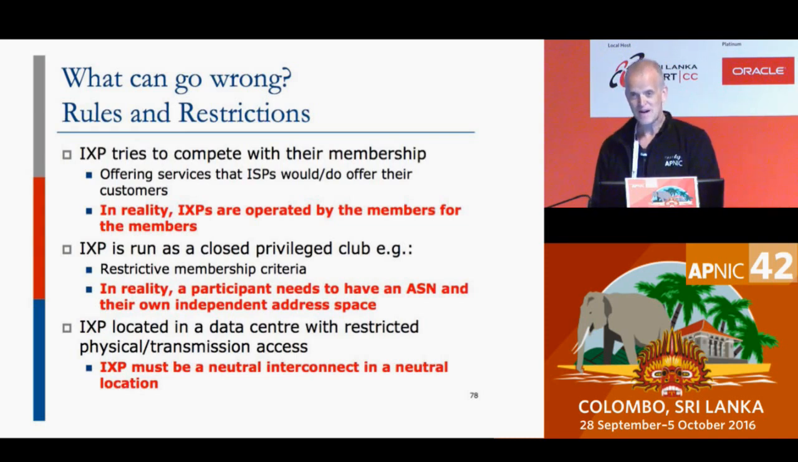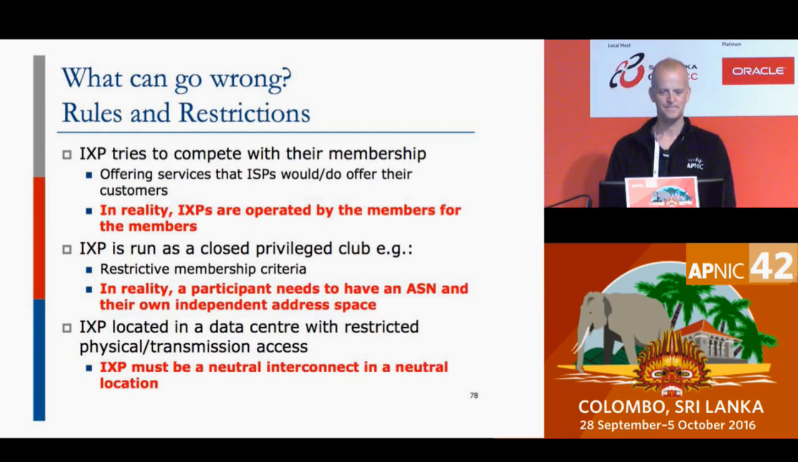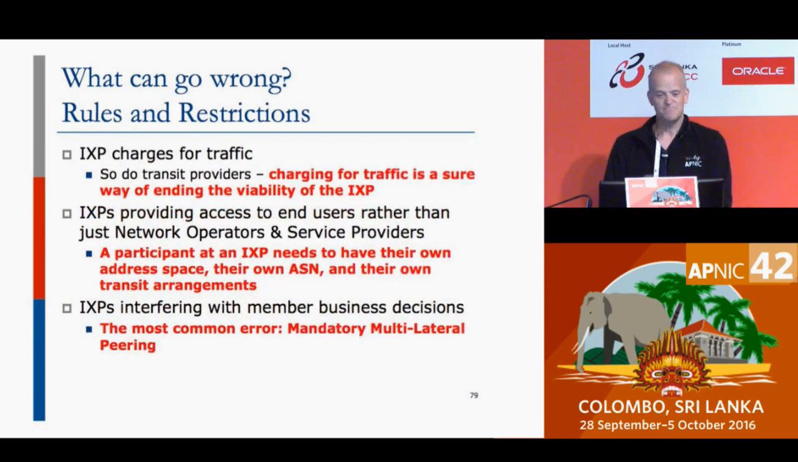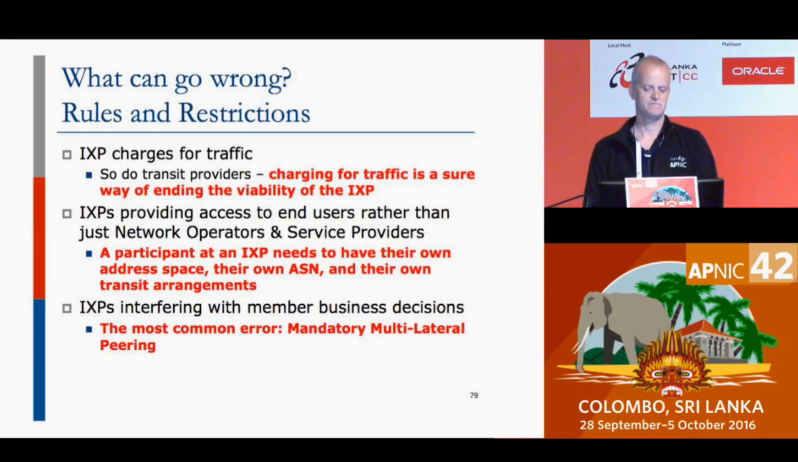And some of the compromises have been really, well, we have to do something. It's better to get packets flowing locally than go, oh no, this compromise is no good at all. Better get something going so that people see the benefits, and then we can try and find something that's better. But definitely, having restricted physical or transmission access just makes no sense at all. Charging for traffic, that's just insane. Transit providers charge for traffic as well. So that just finishes your IX.